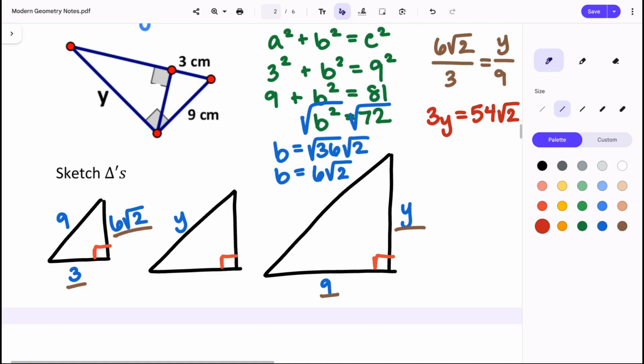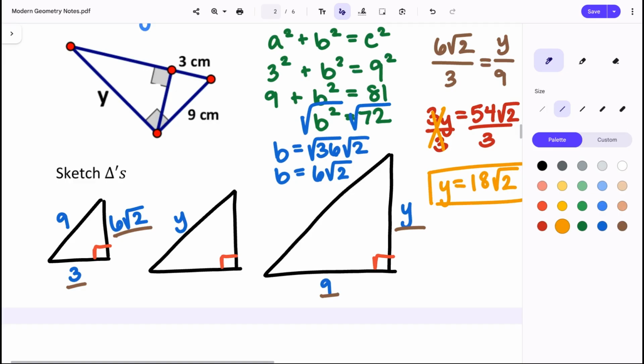And then how would you guys get y by itself? Good, you would divide by 3, and to do that over here, the only thing you can divide by 3 is the 54. You can't do it with the 2, because remember the 2 is underneath the square root sign. So 54 divided by 3 would be 18, and then that square root of 2 has to stay.